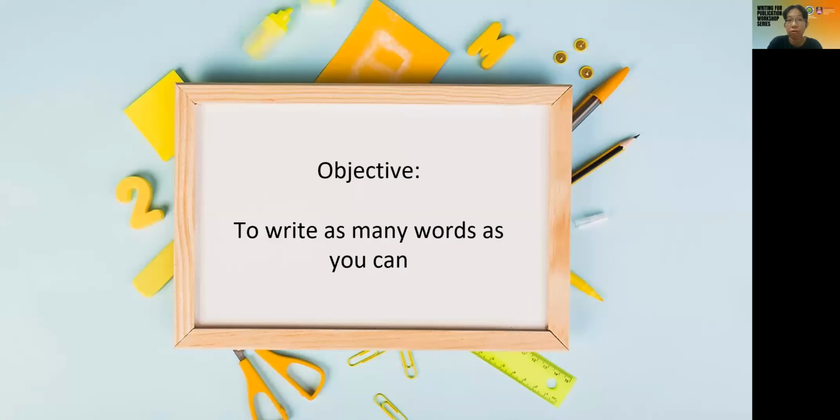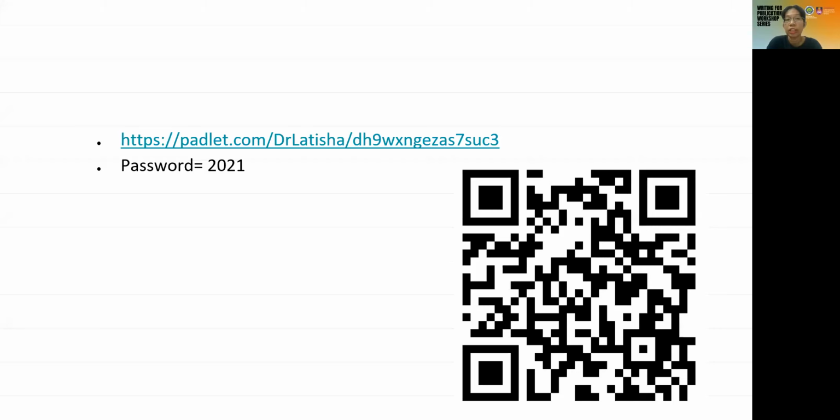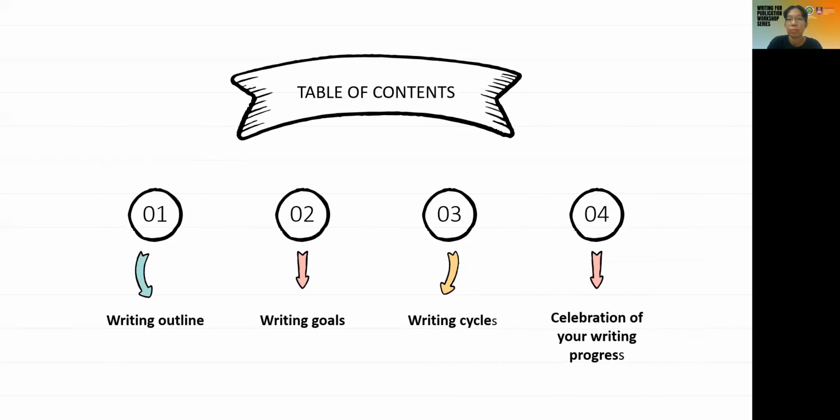So write as many words as you can. We have 4 writing cycles. So this is my Padlet, and the materials are there. Refer to this one. And let's say, for example, what's going to happen?